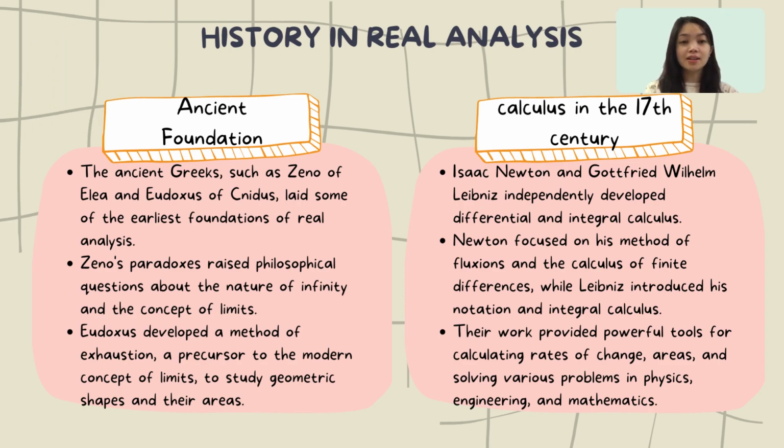The invention of calculus in the 17th century marked a key turning point in the development of real analysis. Isaac Newton and Gottfried Wilhelm Leibniz independently developed differential and integral calculus. Newton focused on his method of fluxions and the calculus of finite differences, while Leibniz introduced his notation and integral calculus. Their work provided powerful tools for calculating rates of change, areas, and solving various problems in physics, engineering, and mathematics.